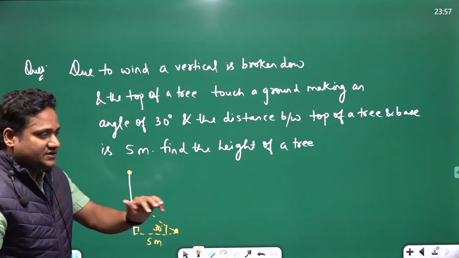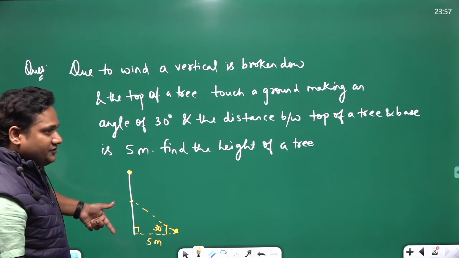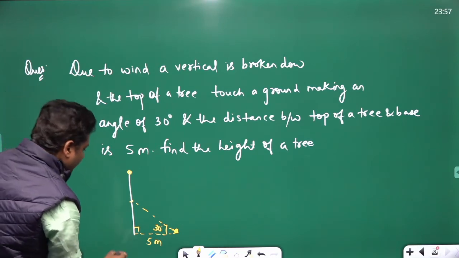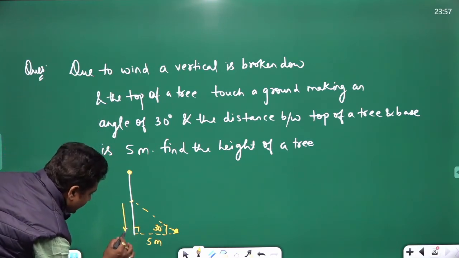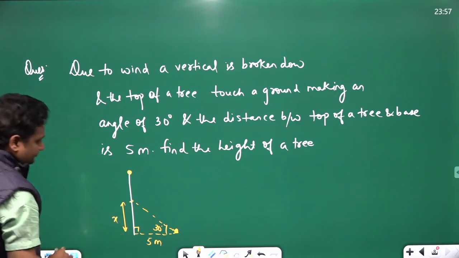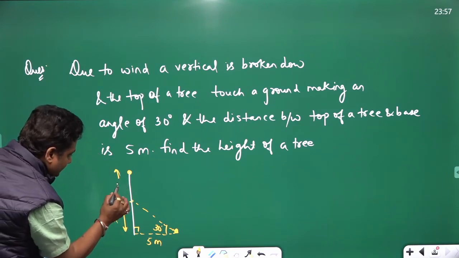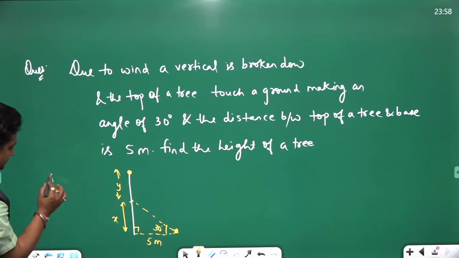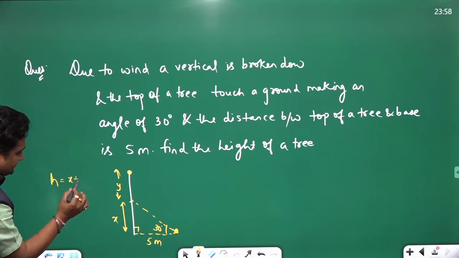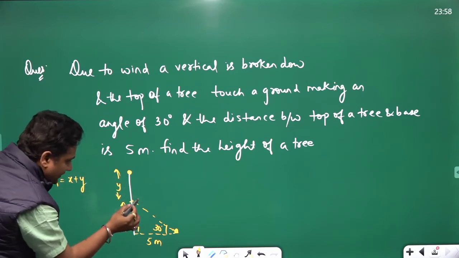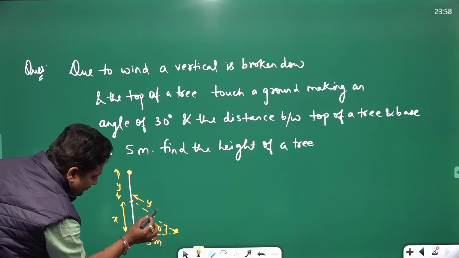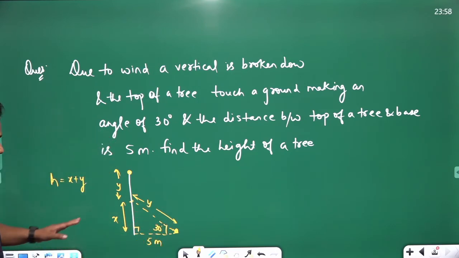And the question is asking about the total height of the tree. So let us suppose this is x and this is y. So the total height h is equal to x plus y. If this is y, then this is also equal to y. The diagram is clear to you?